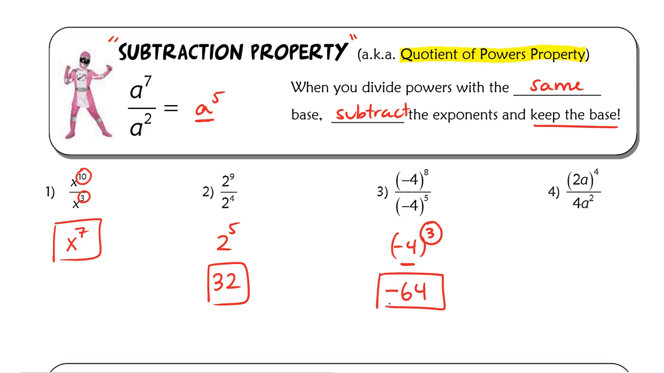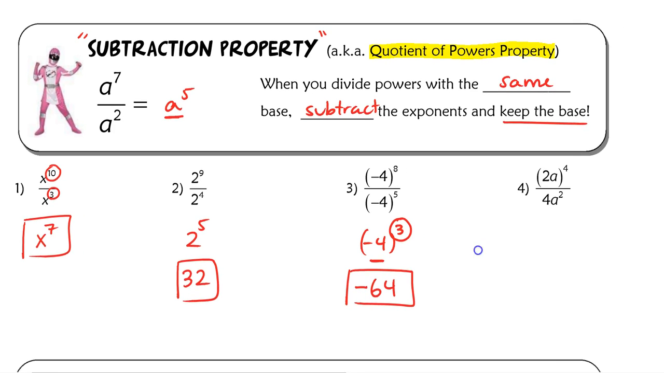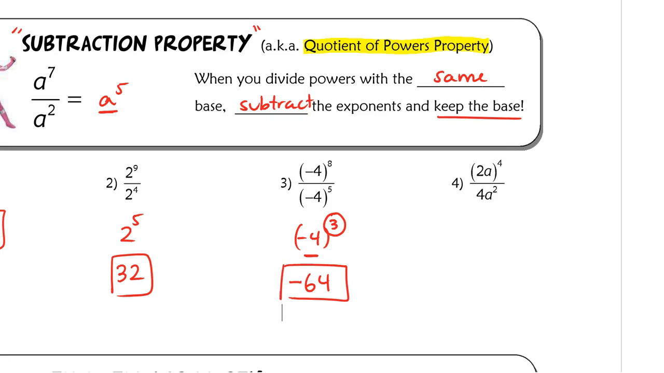And then finally, for number 4, we have kind of a different looking problem here because right now the 4 is on the outside of the parentheses, so I'm going to distribute it to both the 2 and the a. So we have 2 to the 4th times a to the 4th over 4a squared. And I'm going to simplify a little bit further. So 2 to the 4th on top, I'm going to type that in my calculator and I get 16. So I have 16a to the 4th over 4a squared.